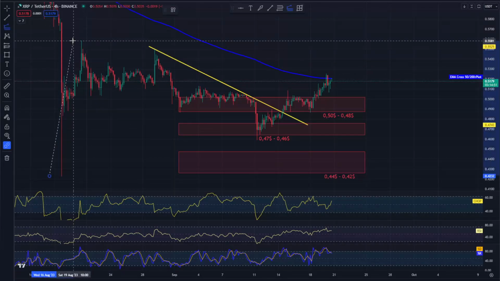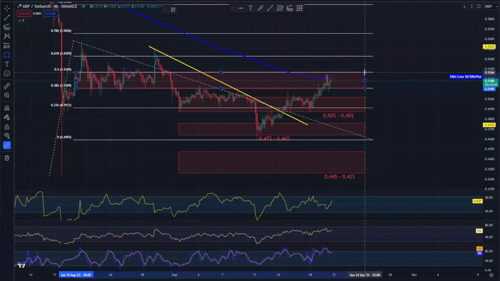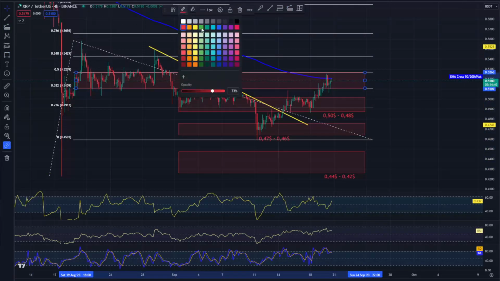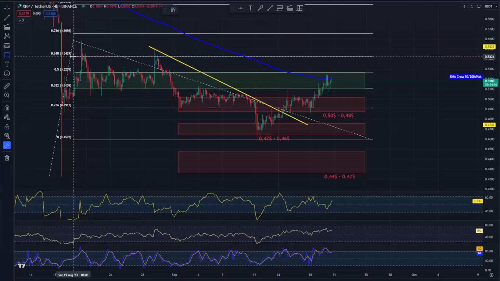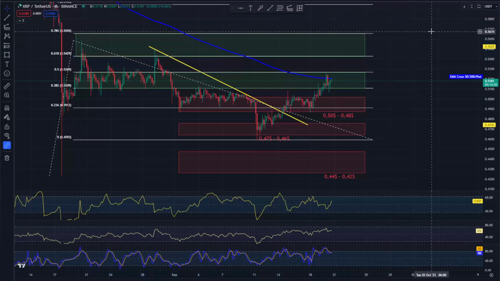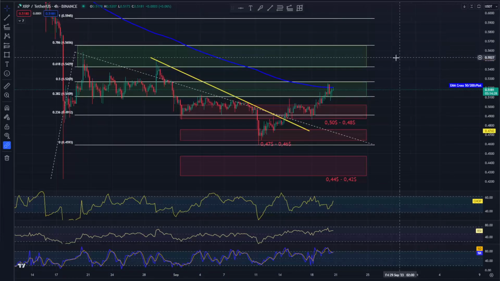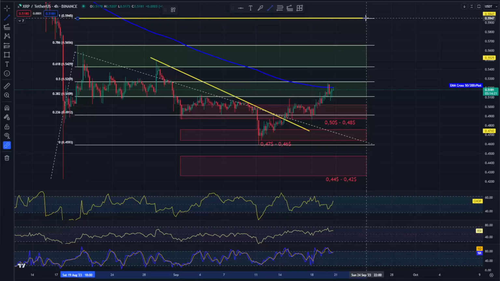Looking the other way, we see that the price remains in a strong resistance zone from 51 cents to 52 cents, which it has no strength to break yet. However, if we manage to come out on top, we will move towards the second zone from 54 cents to 56 cents, and then towards the resistance at 59 cents.